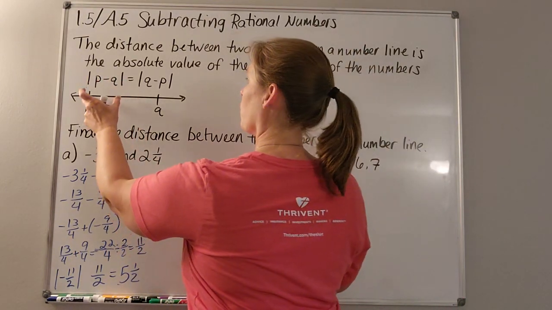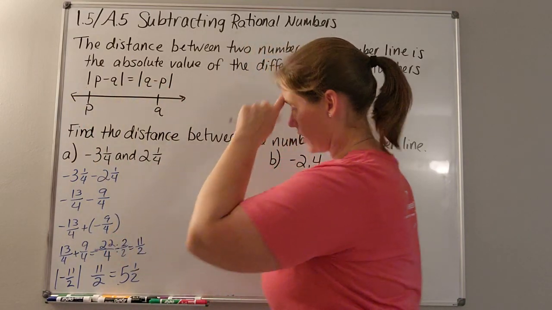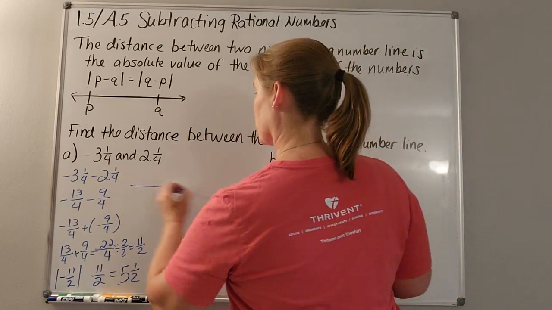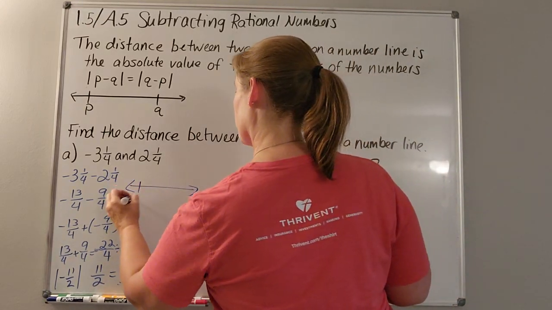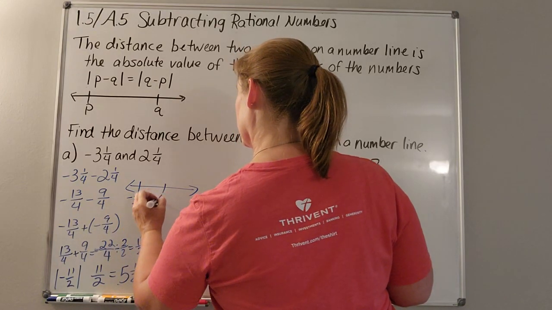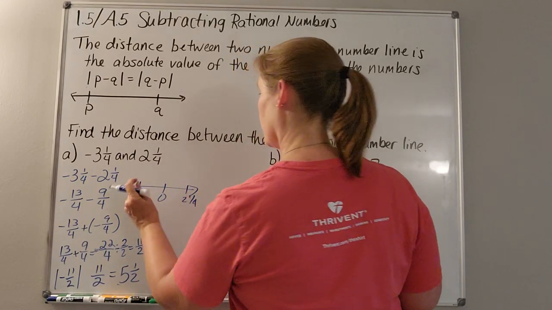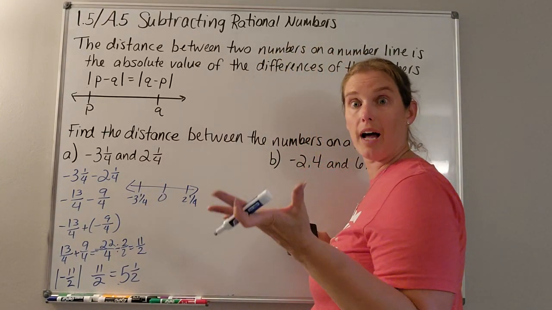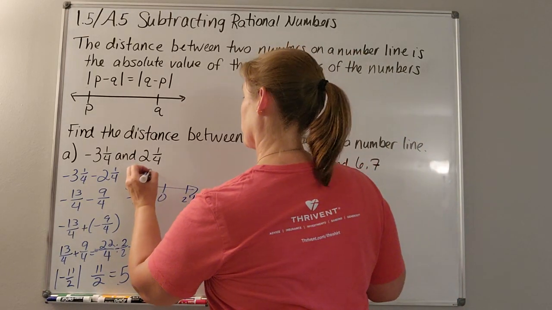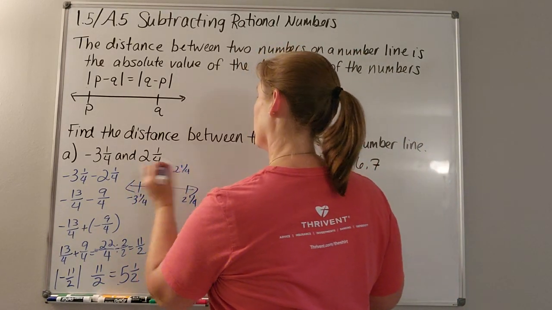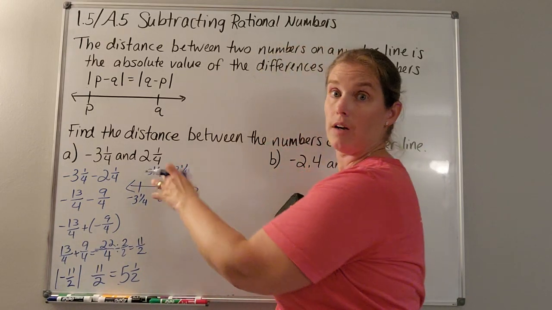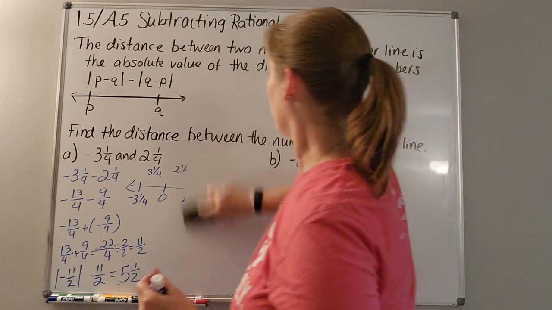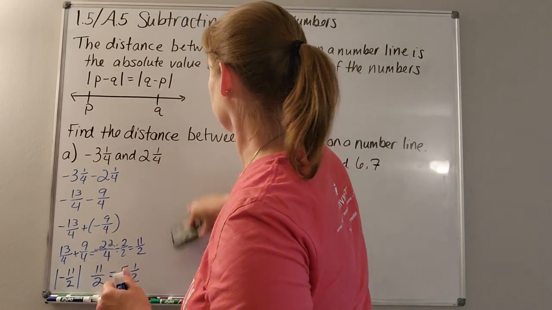Negative 3 1/4 on one side is 3 1/4 away from 0, and 2 1/4 on the other side is 2 1/4 away from 0. We can see that on a number line. I'll just show you real quick and then I'm going to erase. So negative 3 1/4 is over here. There's 0, there's 2 1/4. So we're putting this distance and that distance together. A distance of 3 1/4, a distance of 2 1/4. 3 plus 2 is 5. 1/4 plus 1/4 is 2/4 or 1/2.